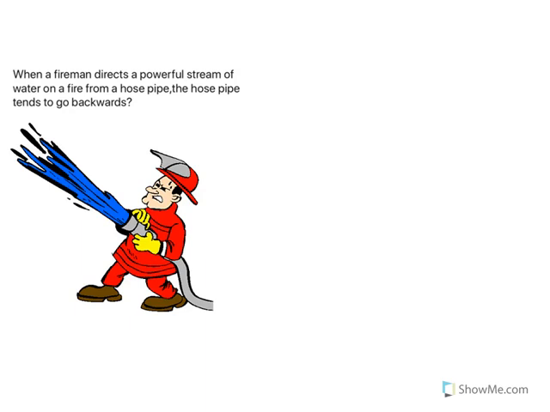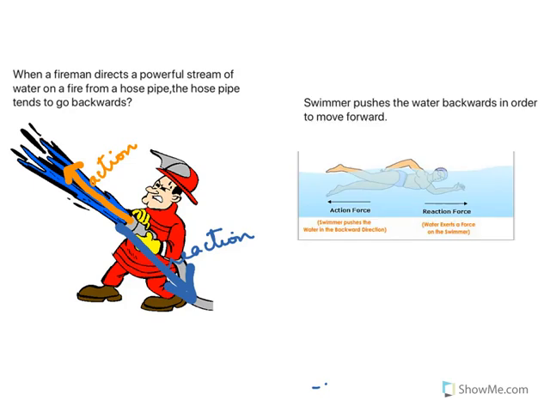Now when the water is flowing through the hose pipe, there is a force in the forward direction, because the water is flowing out with great force. So this is the action. To this there will be an equal and opposite reaction in the backward direction, and this reaction will push the hose pipe backwards. Hence a fireman has to make sure he holds on to the pipe very tightly. If not, it will fall behind.